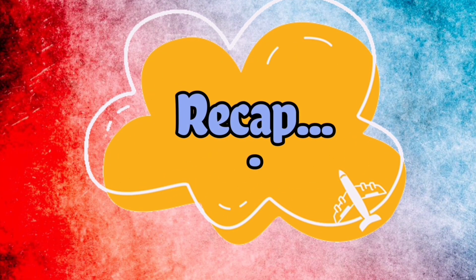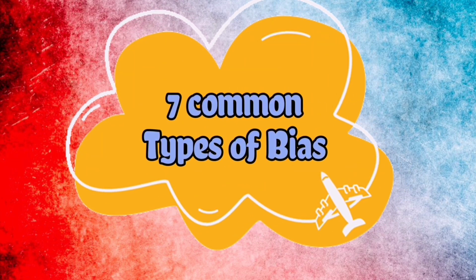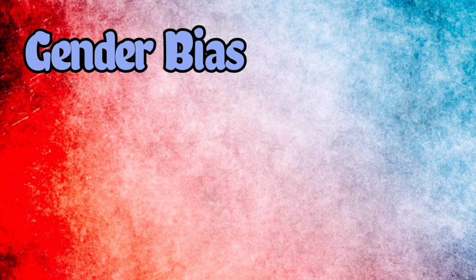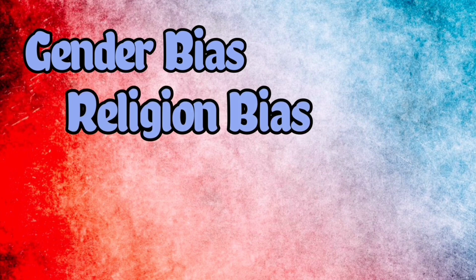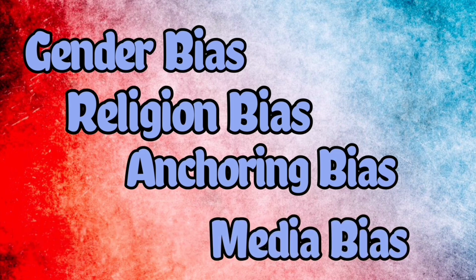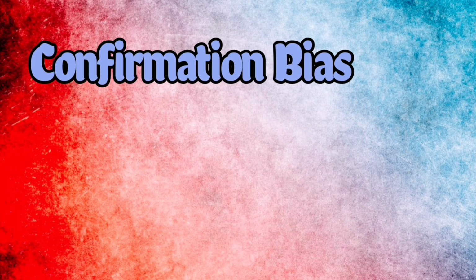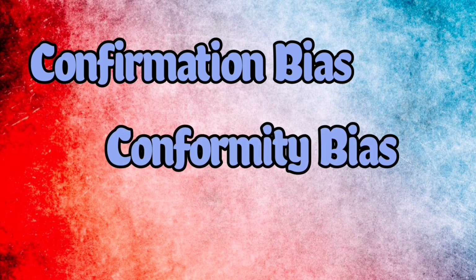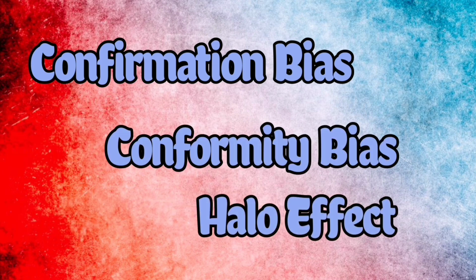And since we are now done with the common types of bias, let's have some recap. So, as a recap, the 7 common types of bias are: first, gender bias; second, religion bias; third, anchoring bias; fourth, media bias; fifth, confirmation bias; sixth, conformity bias; and lastly, the halo effect.